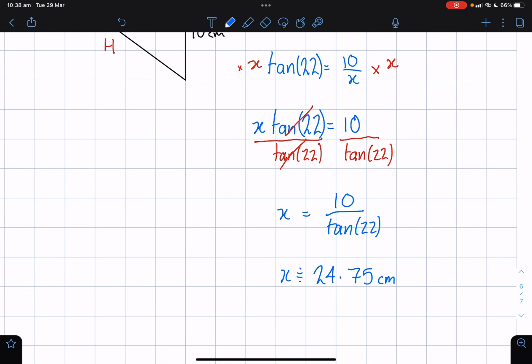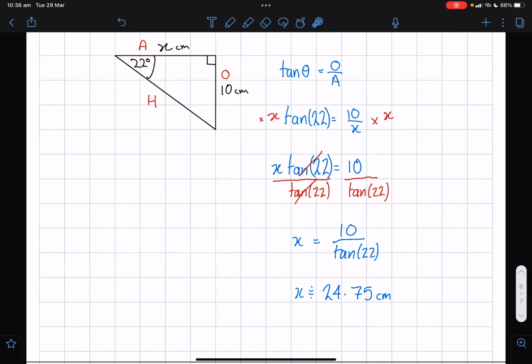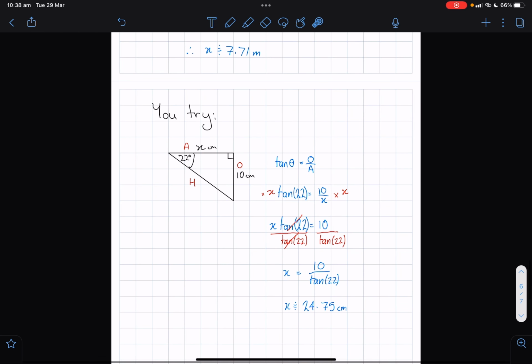When the x is in the denominator of the ratio, like it is up here, there is an extra step of algebra that needs to be done, but it isn't a tricky step. As long as you're following this process: multiply both sides by x, and then divide both sides by the trig ratio and the angle. Hopefully that clears up how to find unknown sides.